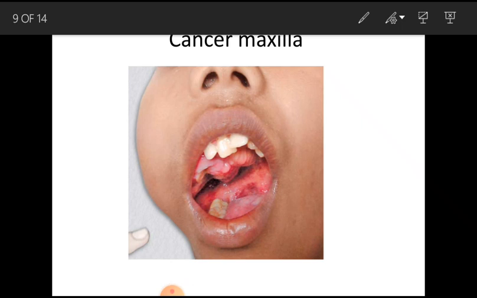What are the investigations of the cancer maxilla? CT scan is the investigation of choice for detection of the cancer maxilla. It detects the size, extension of the tumor, and lymph node metastasis. Biopsy from the mass by endoscopy, or exfoliative cytology from the discharge. Fine needle aspiration from the discharge or lavage of the antrum, and fine needle aspiration from the lymph nodes.